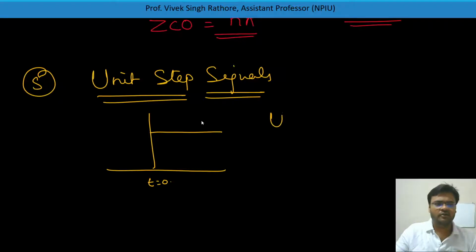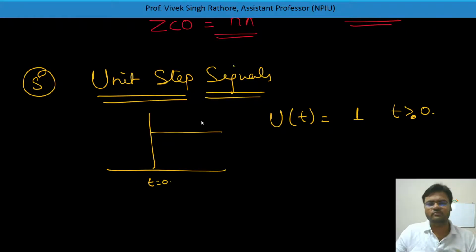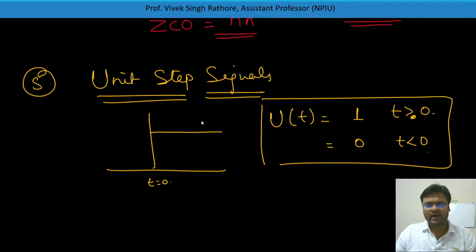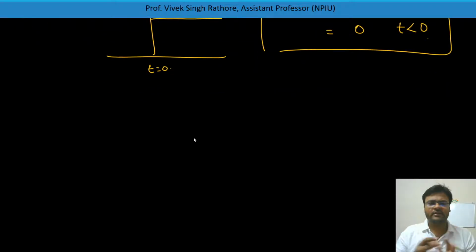If you are seeing a unit step, mathematically it is represented as u(t) is equal to 1 for t greater than or equal to 0, and I think t greater than 0, because for t equal to 0 some average value is always taken. So u(t) is equal to 1 for t greater than 0, and 0 for t less than 0. This is the mathematical expression for the unit step signal. And wherever you need to start a signal from t is equal to 0, you can just multiply that signal with u(t). Then you'll get the signal starting after t is equal to 0.